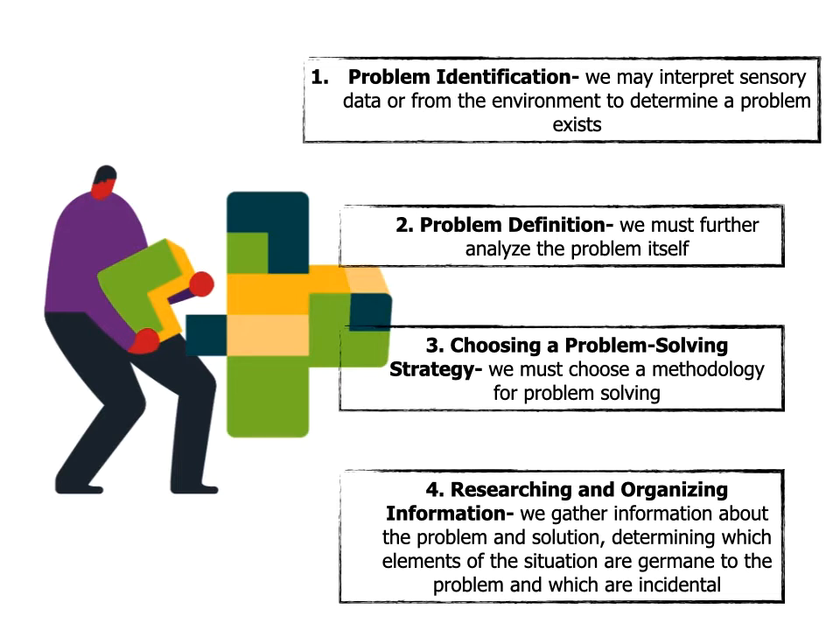That means we narrow down which of the many possible courses of action we actually apply in solving this problem. And fourth is researching and organizing information. So we ask ourselves, how do the various pieces of information in the problem fit together? In this stage of the problem-solving cycle, we gather information about the problem and the solution. So we research more about it, determining which elements of the situation are germane to the problem and which are incidental, as well as any elements we may wish to add to it.